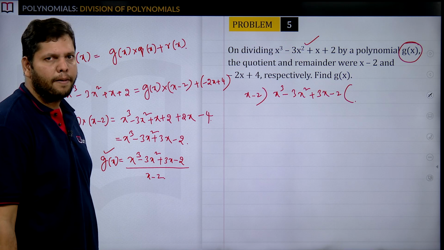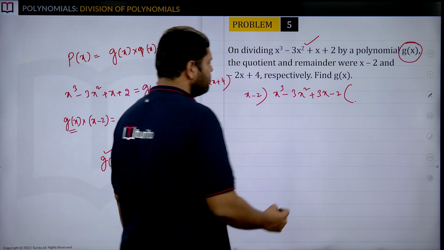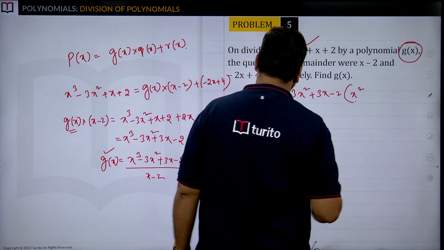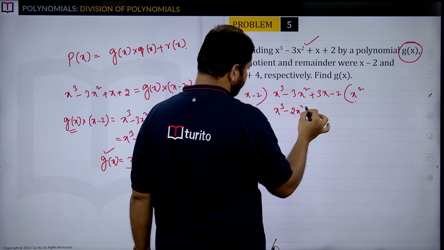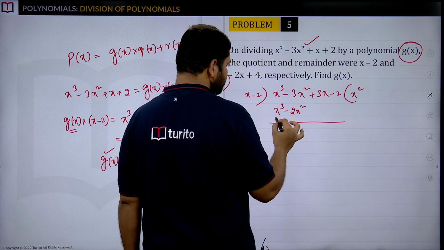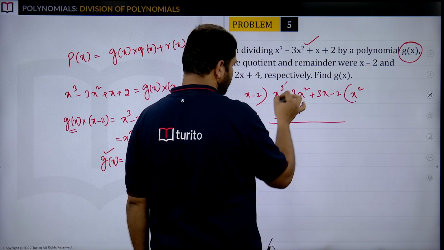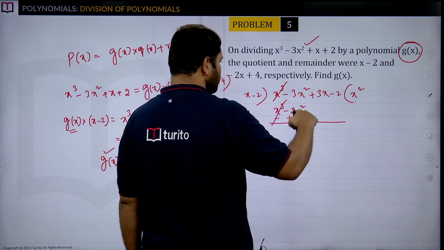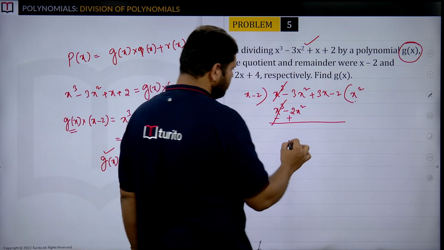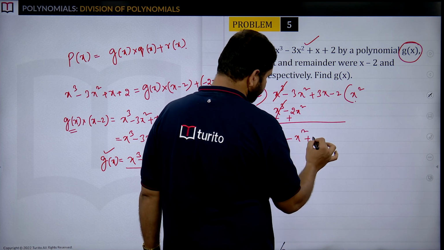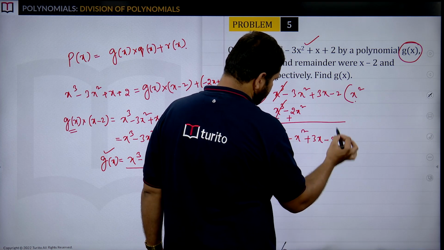Tell me children, what we need to multiply? We need to multiply with x square. So x square into x, this is what? X power 3, and x square into minus 2 is minus 2x square. Now symbols will change, this is a minus and this is a plus. X power 3 cancels. 2x square minus 3x square, so minus x square children. And this is plus 3x and this is minus 2.